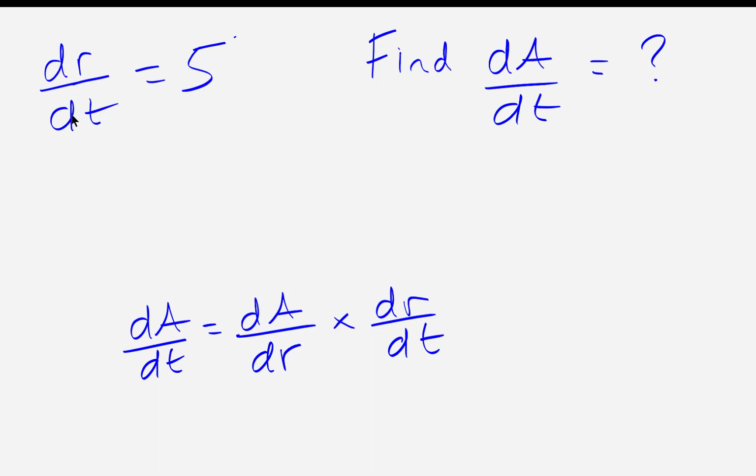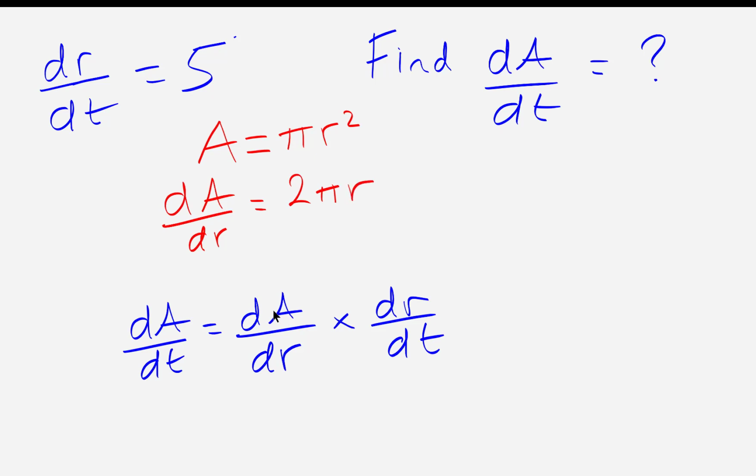Now I have dr/dt, which is 5, but I don't have dA/dr yet. Where we'll get that from is the formula for the shape. We're talking about the area of a circle, so the formula is area equals pi r squared. If I differentiate that formula, I'll get dA/dr. So dA/dr is equal to 2 pi r.